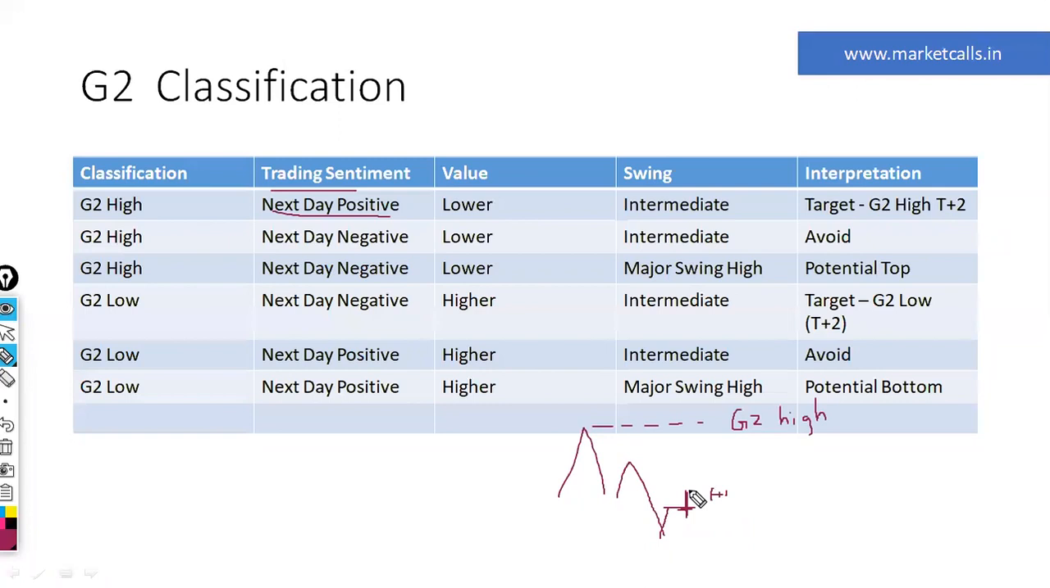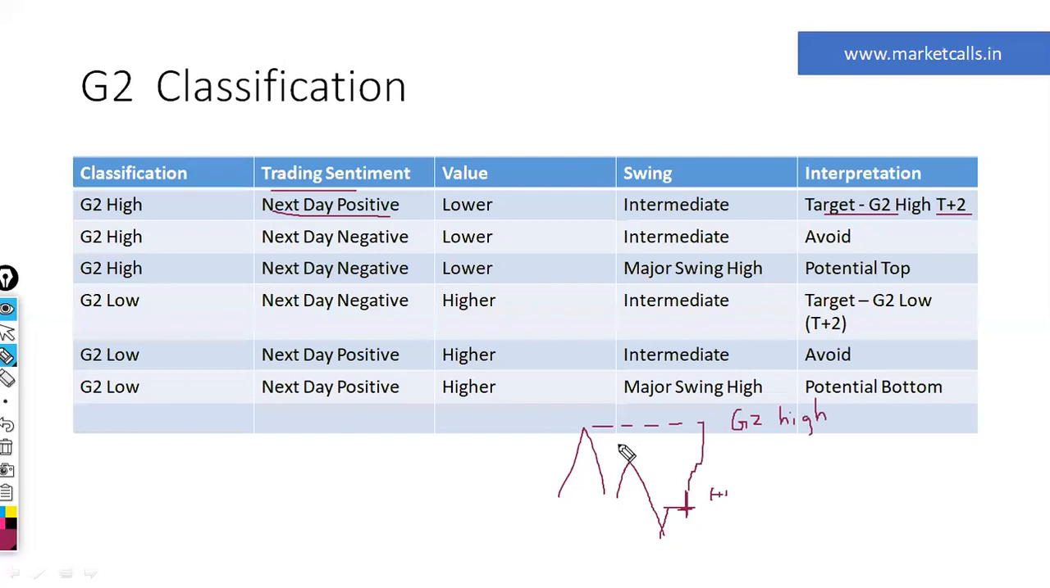That kind of opportunity comes once in a while, once every 2 months or once every 3 months. It frequently comes in Bank Nifty. At times it could be only 300 points, at times 400 points, at times only 200 points. But there are many times you will be able to get that kind of bigger odds as well. And usually your expectation is to go and get the G2 high. Your target is the G2 high. The expectation is within T plus 2 days.